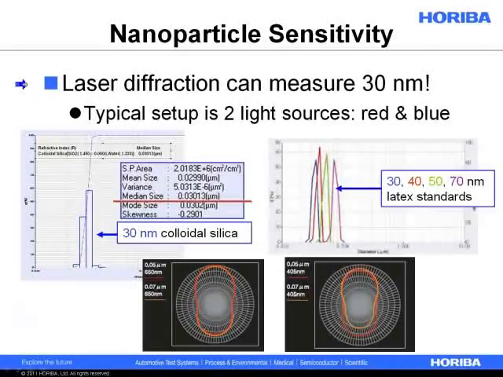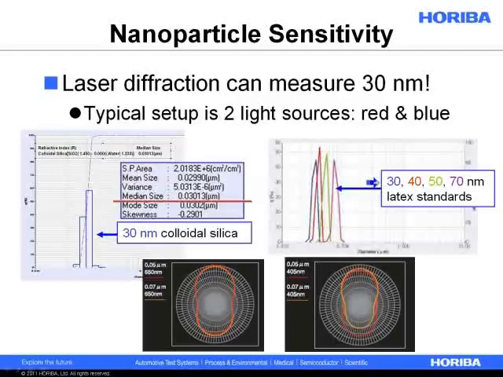So diffraction has been proven to have very, very good sensitivity to nanoparticles. The Horiba LA950, I think, is still the only analyzer that can measure down to 30 nanometers. And it does that with a red and blue light source setup, so 2 light sources. And we measured colloidal silica. This is Ludox TM, and it came in at a median size of around 30 nanometers, which is fairly close to what is on the bottle.